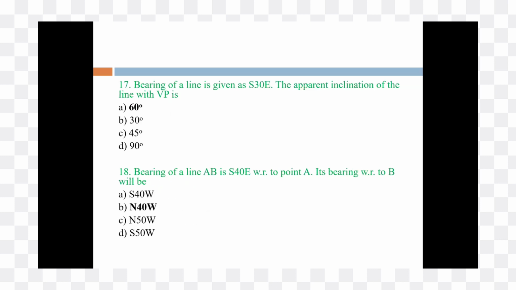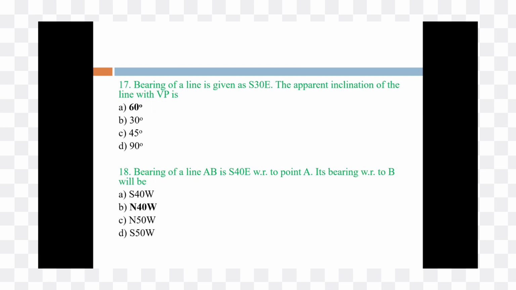Next one, the bearing of the line is given as south 30-degree east. The apparent inclination of the line with VP is, okay, now it's very simple. We know whatever the bearing is, south 30-degree east, this 30-degree angle in case of the bearing is with respect to the vertical direction, that means with respect to the south direction. And whatever our beta is, that is with respect to the xy line, so 90 minus 30. So the apparent inclination, that is beta, must be 60 degrees. So option A will be correct.